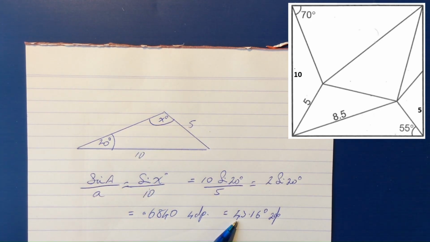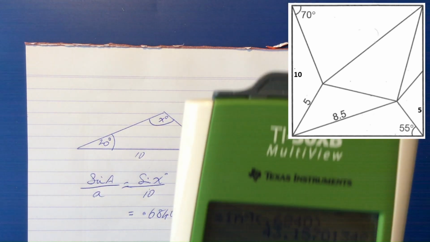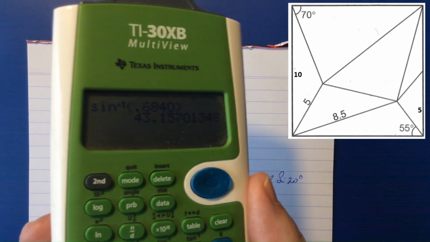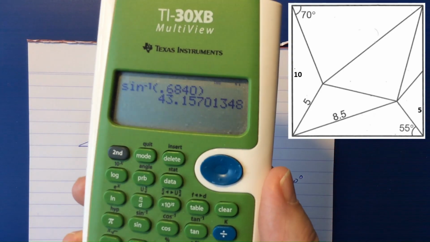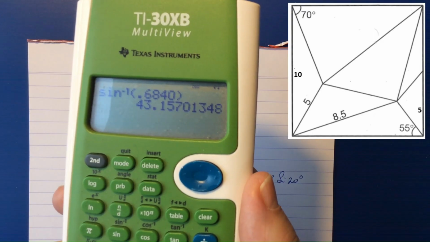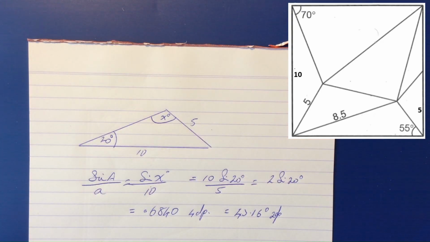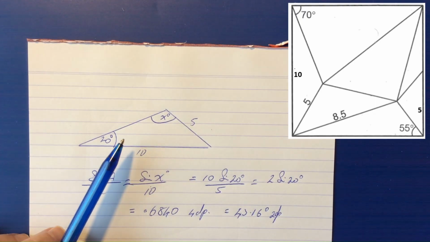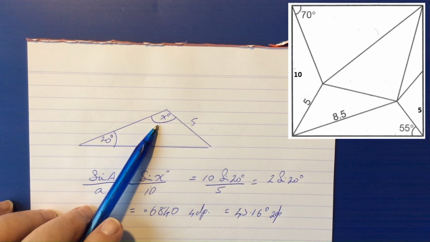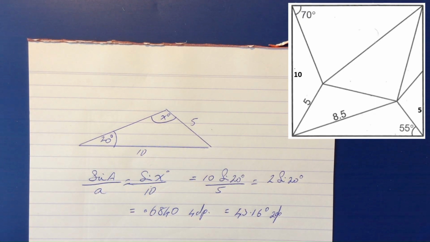Then we get this angle. We go to our calculator and we put that value in, and hopefully you can see that. There we are. That's what we get: 43.1516 degrees if you're rounding to 2 decimal places. Now demonstrably, that is not this angle. What is it and why?